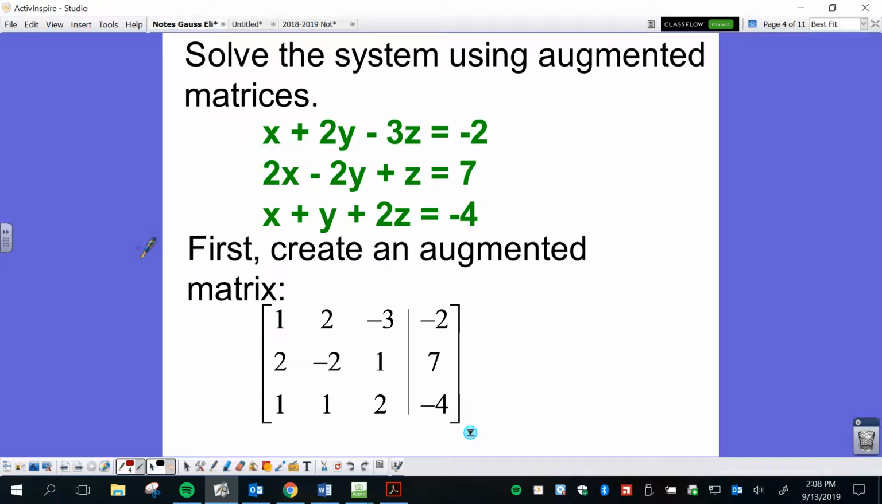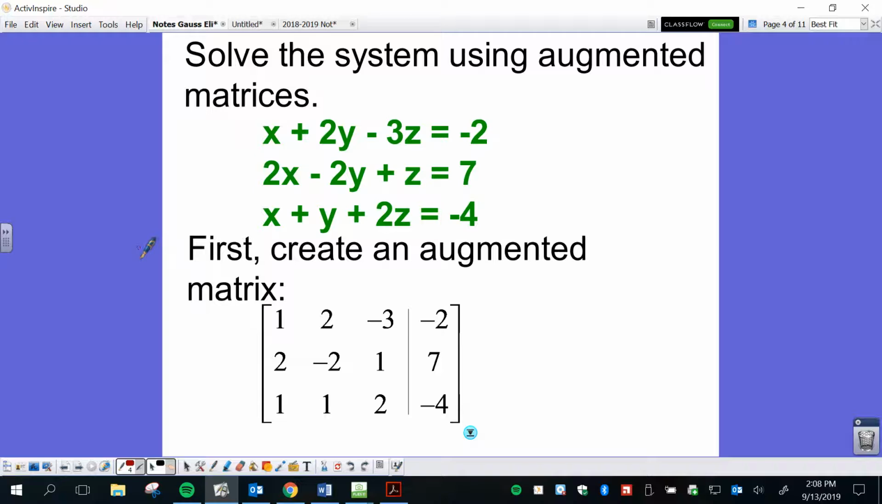A matrix is an organization of numbers into rows and columns. Okay? That's what a matrix is. If you ever saw the Keanu Reeves movie, The Matrix, it was all an organization of numbers in rows and columns.